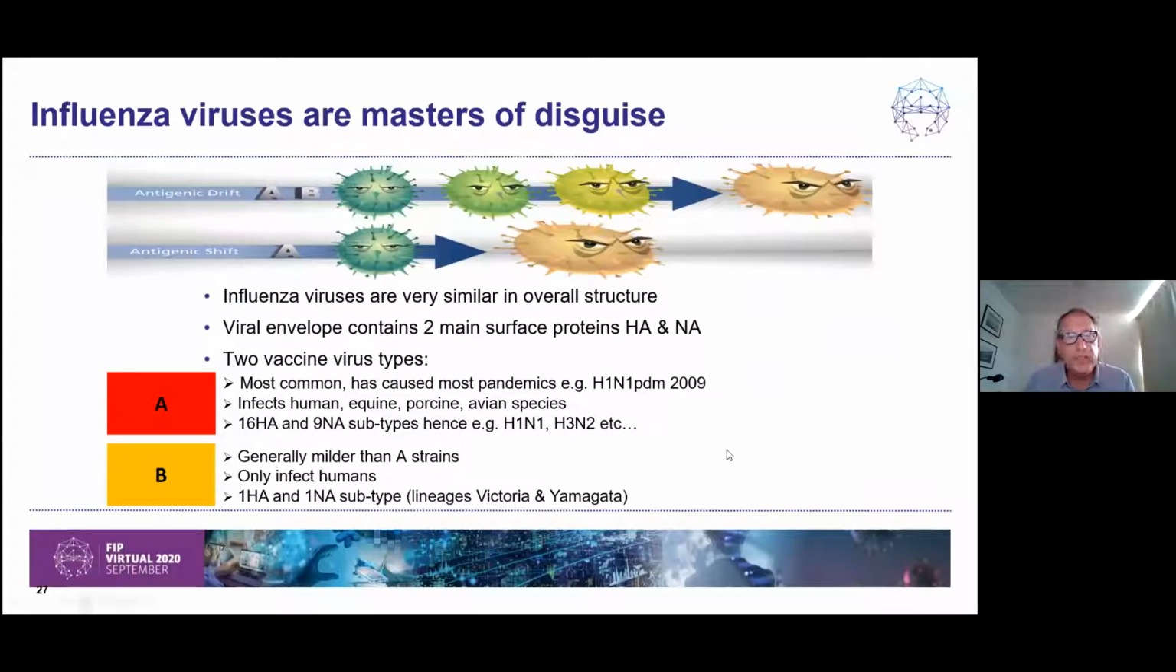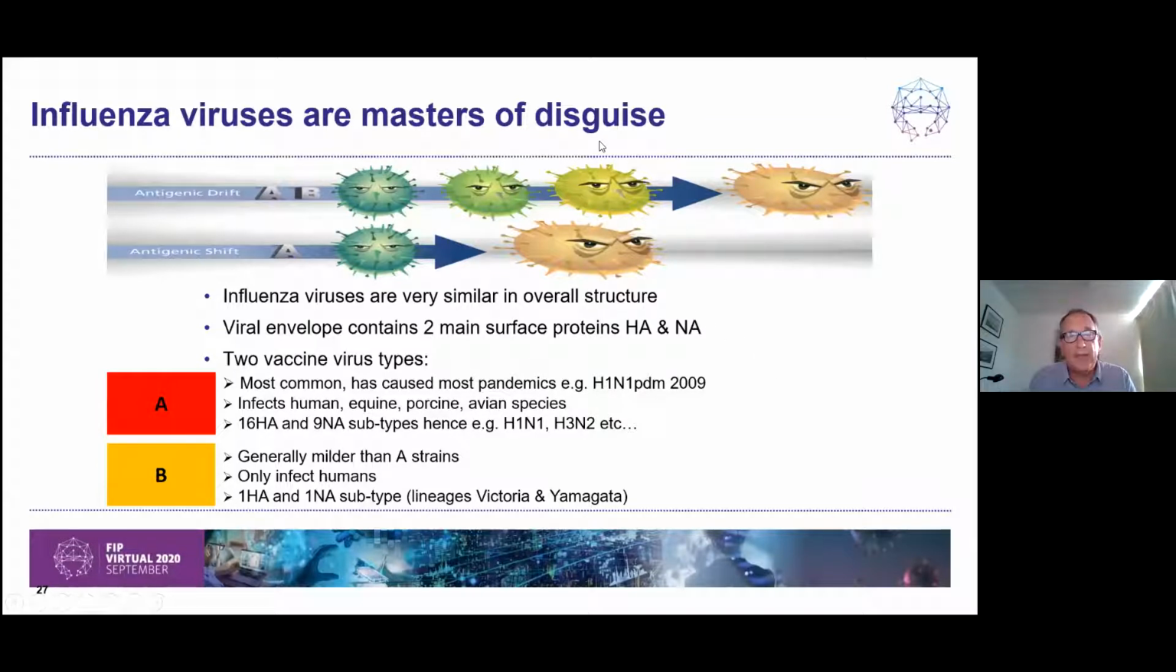So what else is the challenge with influenza? Well, influenza is a master of disguise. It can drift or it can shift. It can mutate and change either very quickly within a season, within 1 year, or over a series of years. And that creates the problem of, well, is there a new strain evolving? Is it more pathogenic?